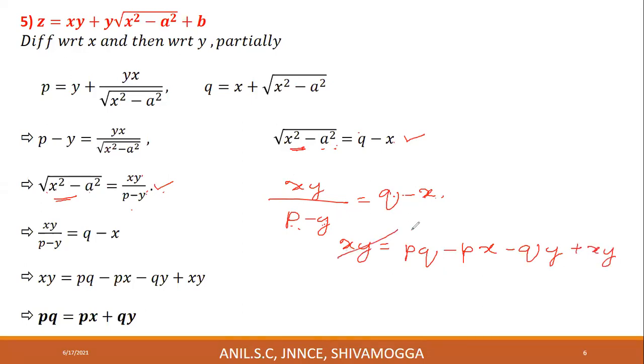Now cancel this xy with this xy. Transform these two negative terms to LHS. We get px plus qy is equal to pq. This is what we require. This is a partial differential equation: px plus qy is equal to pq. Make a note of this.